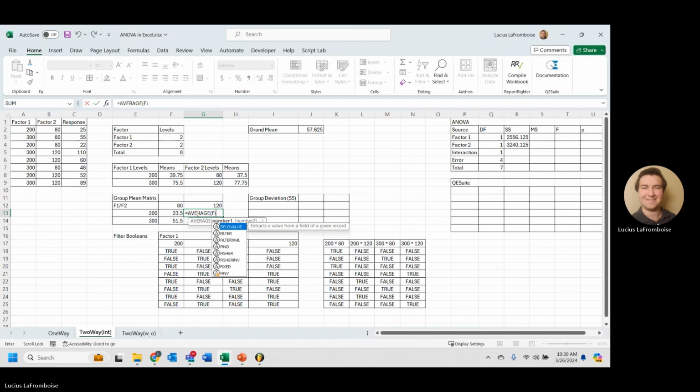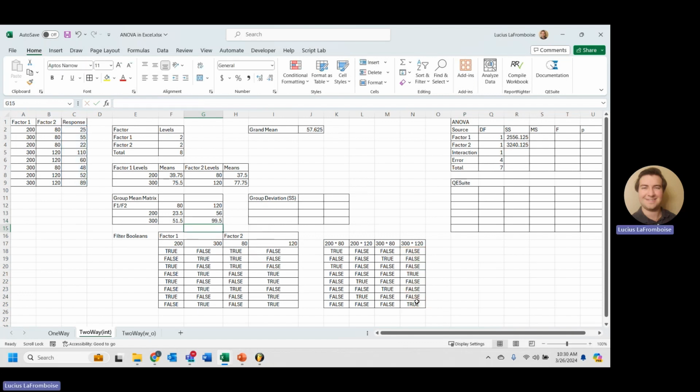Yep, I'll accept, equals average, filter, select our responses, and I'm going to filter based on our 200, 120 group, equals average, and I'm going to say filter response, and then our 300, 120 group. And there we go. We have all of our group means, but now we need our group deviations. So what I'm going to do here is just basically move these over.